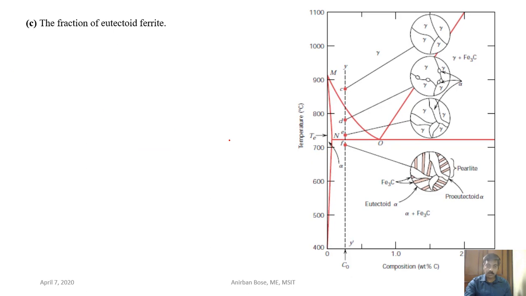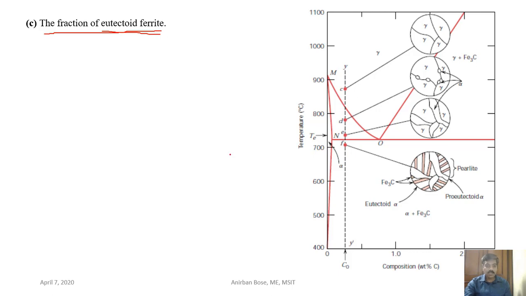Now what is the third part of the problem? The third part is you have to find out the fraction of eutectoid ferrite. That means only that fraction of ferrite which is there within the pearlite. So you have to find out only this portion which is there within the pearlite, because that is the eutectoid ferrite, because the other ferrite portion is the pro-eutectoid.